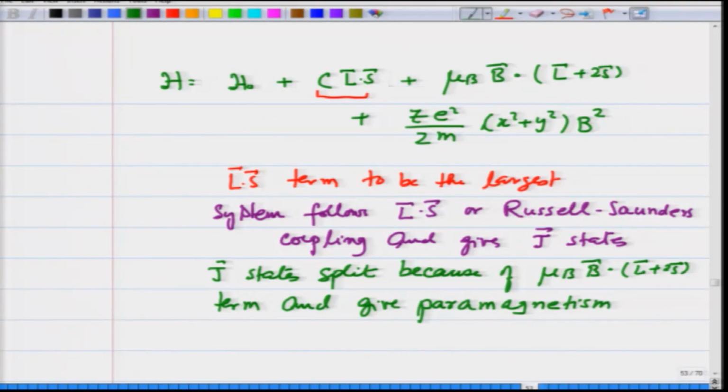So, this is systematically how we are doing it. We are taking H 0, the largest term, and C L dot S gives you J states, and then those J states are split and populated at a given temperature in a different way according to the Boltzmann probability law and gives paramagnetism, and the last term gives diamagnetism. Let us see how.